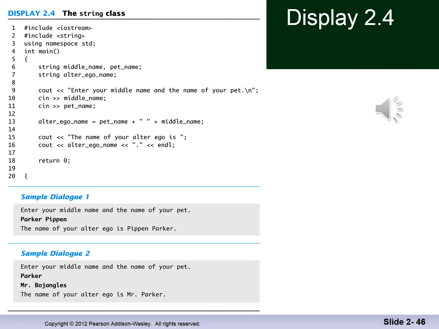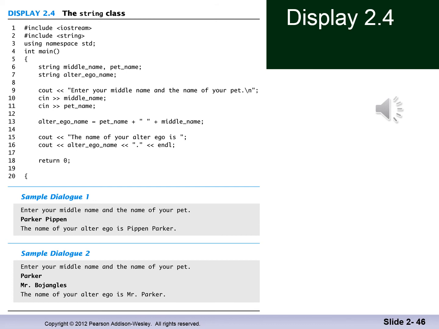Then we have a cout statement. The name of your alter ego is space, and then cout alter ego name. Notice we're also adding a period as a string and an end line statement. And you see 2 sample dialogues from running this program.